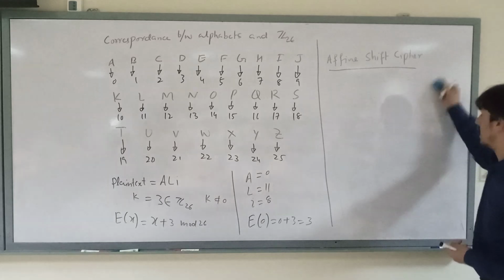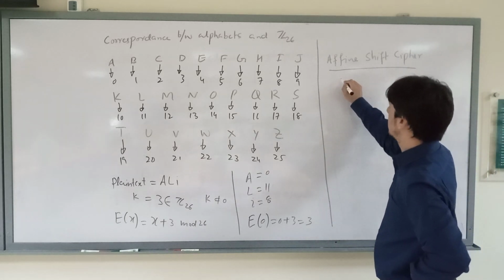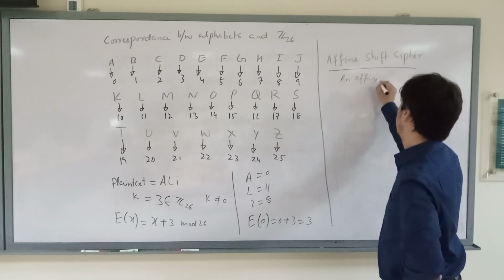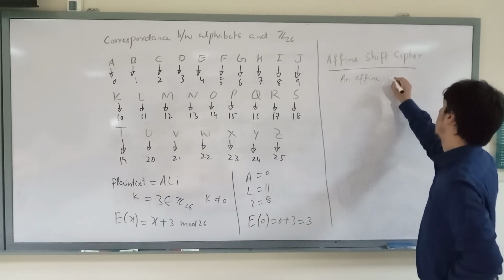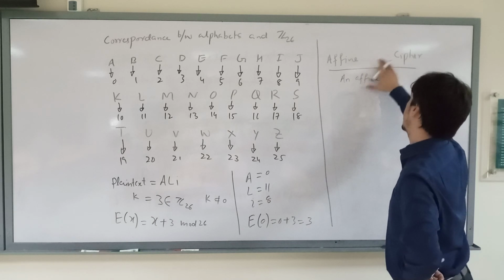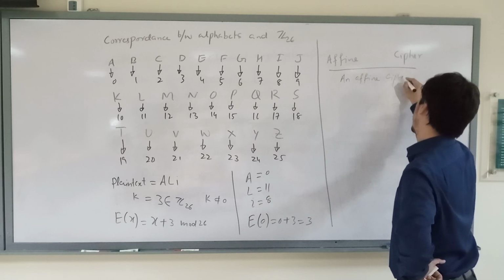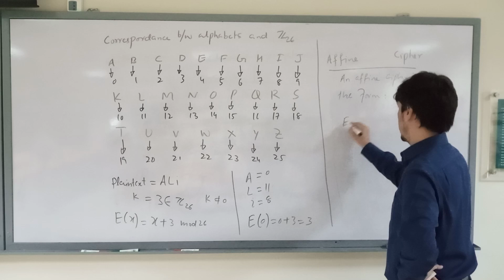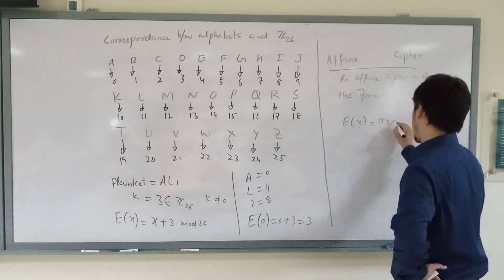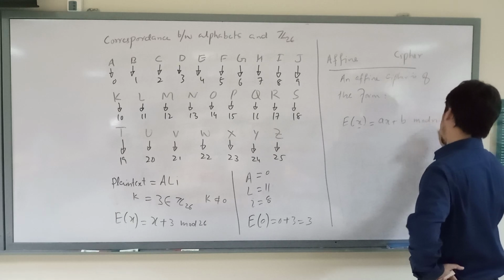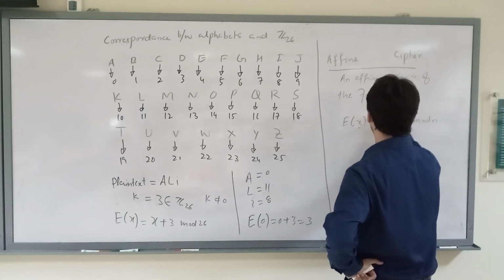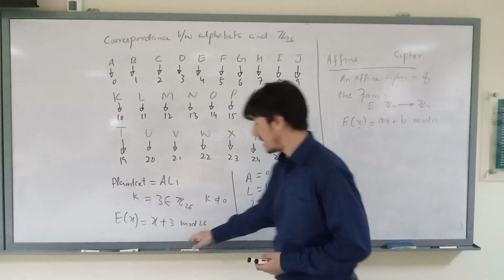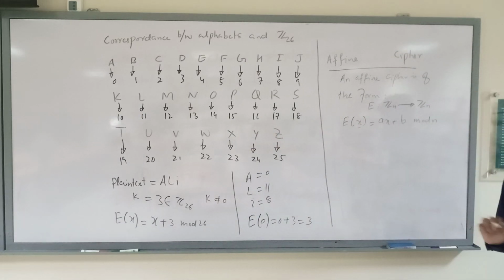I must say affine cipher. The affine cipher is of the form ax plus b mod n. It is a function from Zn to Zn.